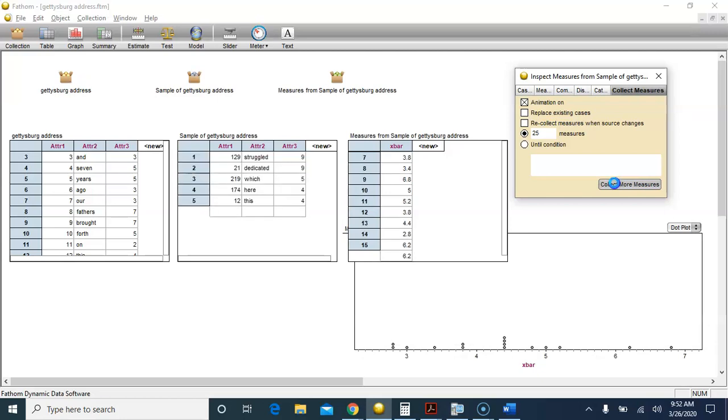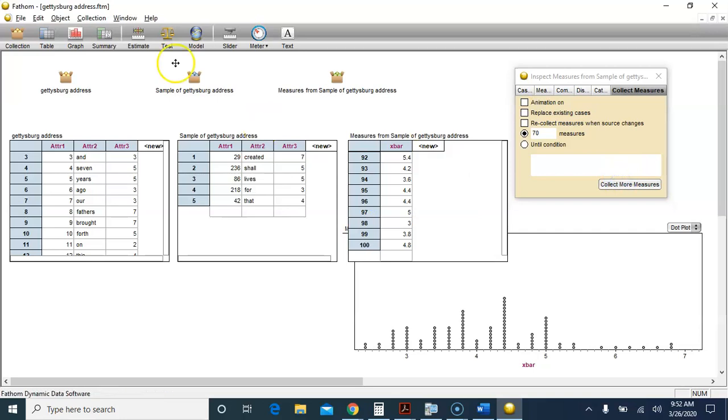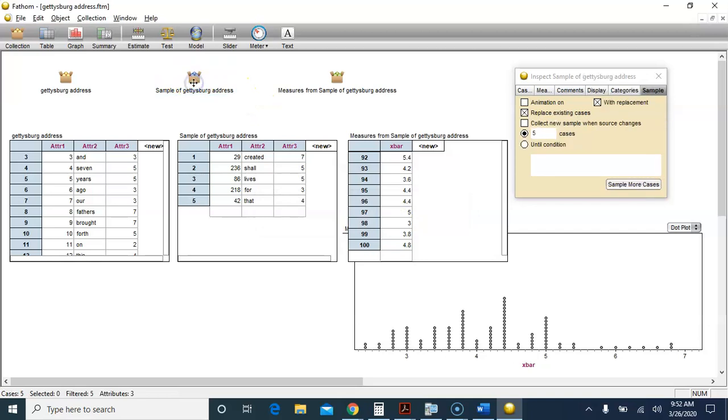And you see points are being added to my dot plot. So I've got 30 x bars right now, and this is what the graph would look like if we were doing this in class and we had about 30 people in class, each person selecting 5 words at random from the Gettysburg Address and then calculating the x bar for their sample. But I want to do this a lot more times, and to speed this up, I'm going to turn off the animation. Let me just make sure my animation is turned off here as well. Okay.